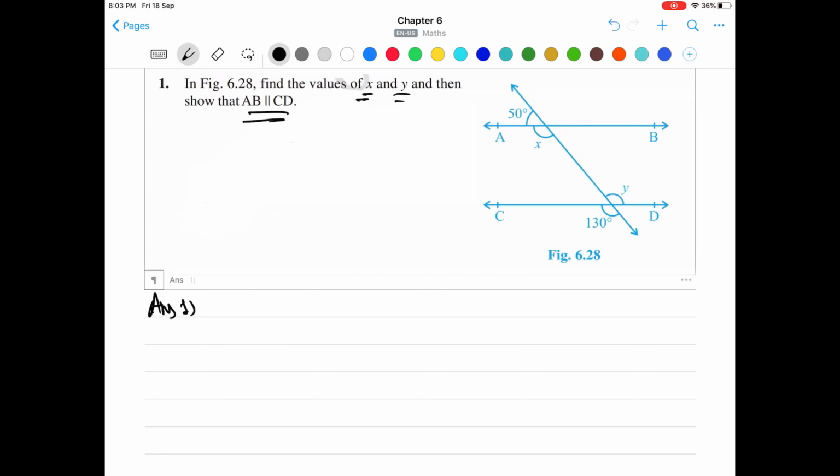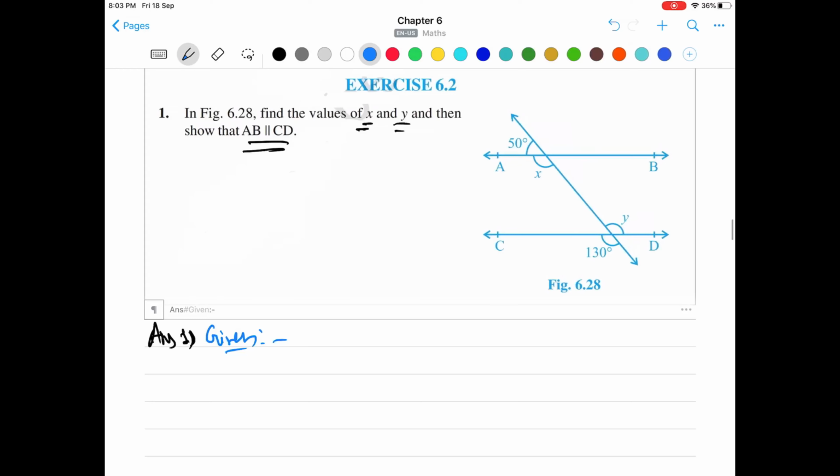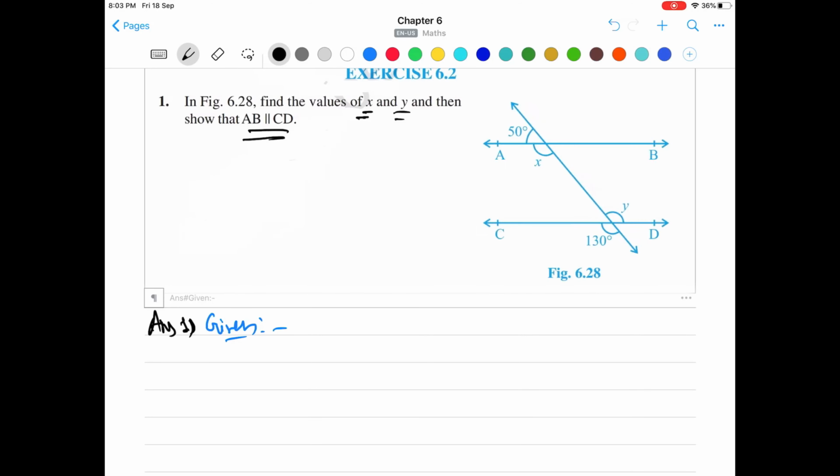This is answer number 1. First we will write the given part. Given here are two lines AB and CD, and a transversal. Let's name it PQ. Let's write P here, Q, R and S. We are not given that these two lines are parallel; we have to prove that they are parallel.